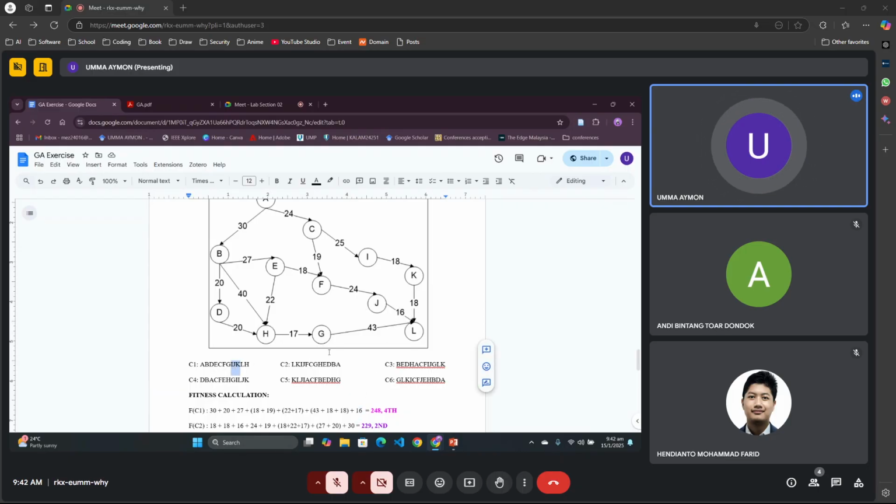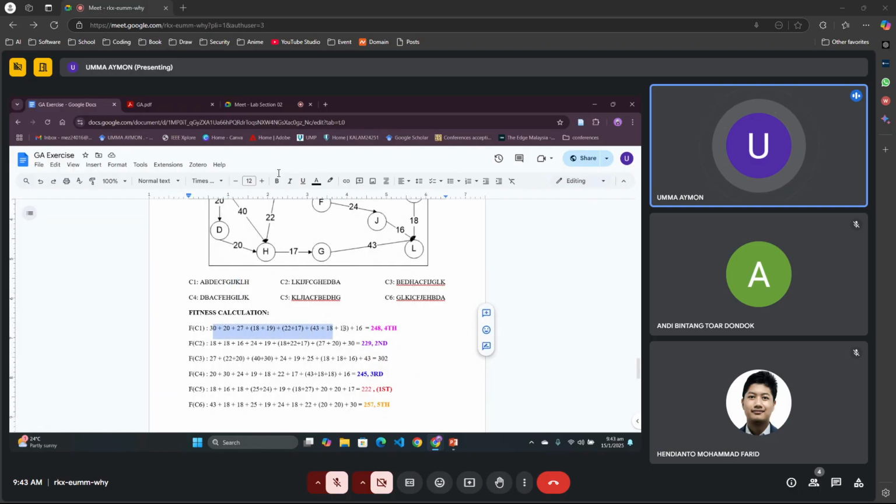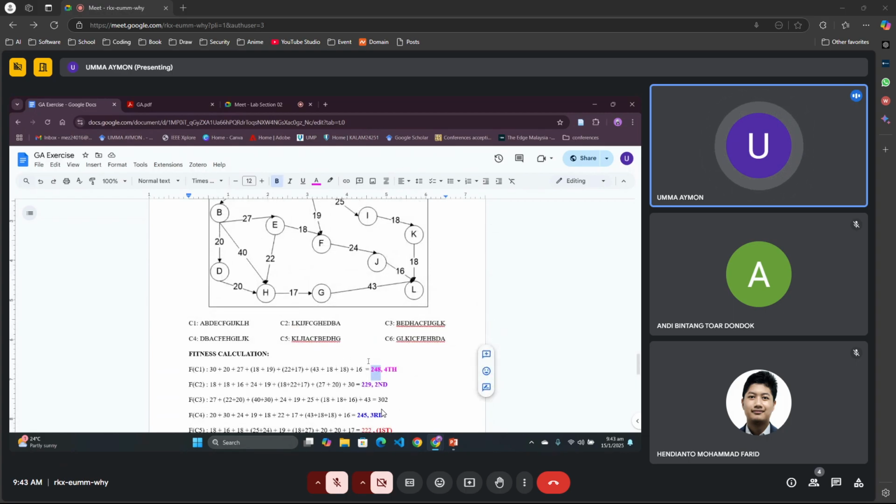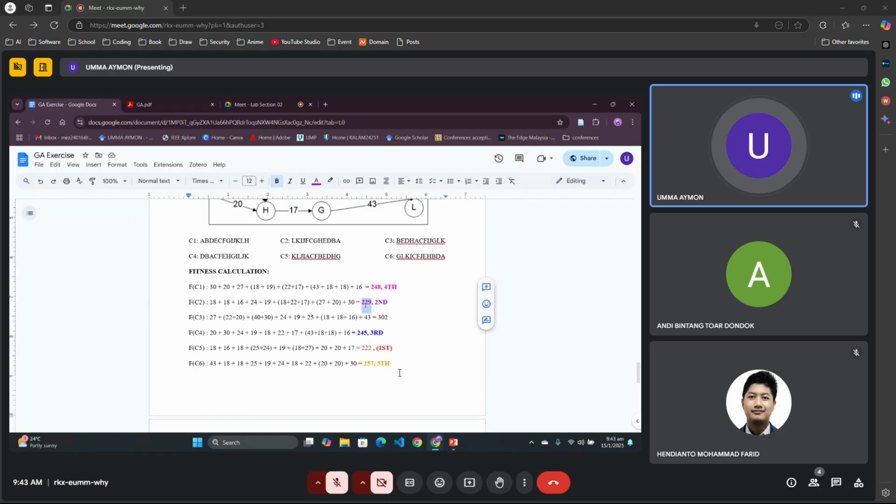From J go to K. These paths are already visited, so we do not need to write them again. We just reach K. After K we go to L. Again these paths are visited. Then from L we go to H, and these paths are already visited, so we do not need to write the cost again. We just reach H. After that, if we do the summation, we will get 248. Similarly, for C2 to C6, we get values like this: 229, 302, 245, 220, 257.